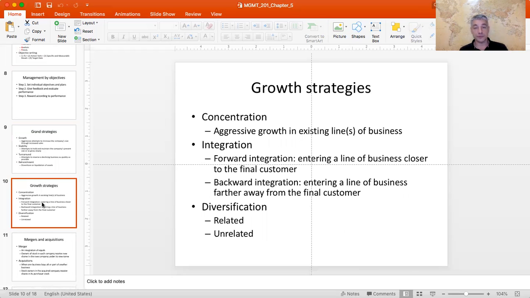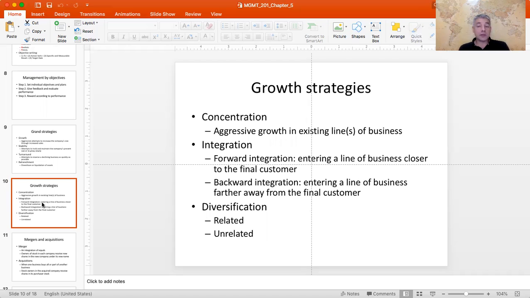If we talk about growth, right, so obviously this is the most attractive strategy. How do we possibly do that? There are three ways to approach it. First, a so-called concentration strategy. This is aggressive growth in the existing lines of business, meaning that within your industry, within your niche, you occupy larger and larger space. So this market concentration will grow. A bigger chunk of that market will be controlled by fewer companies if everybody pursues this kind of strategy.